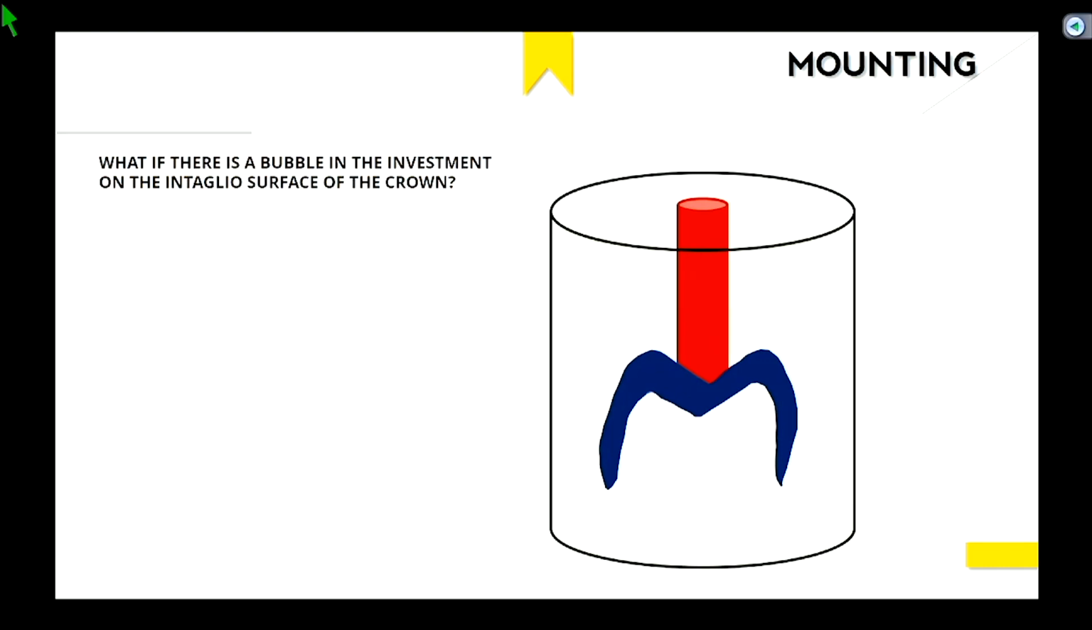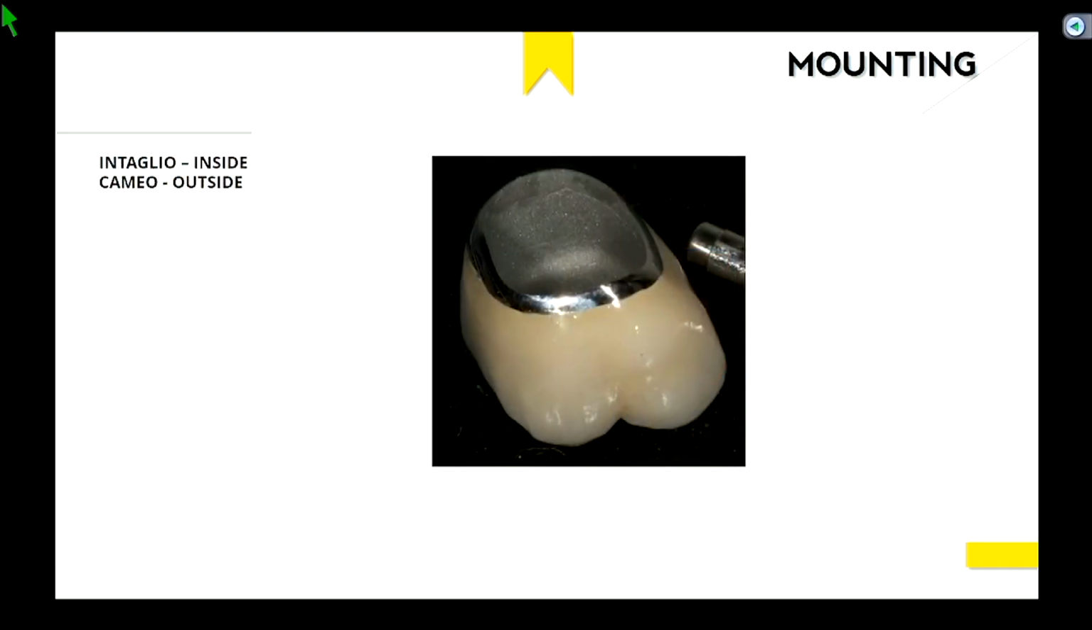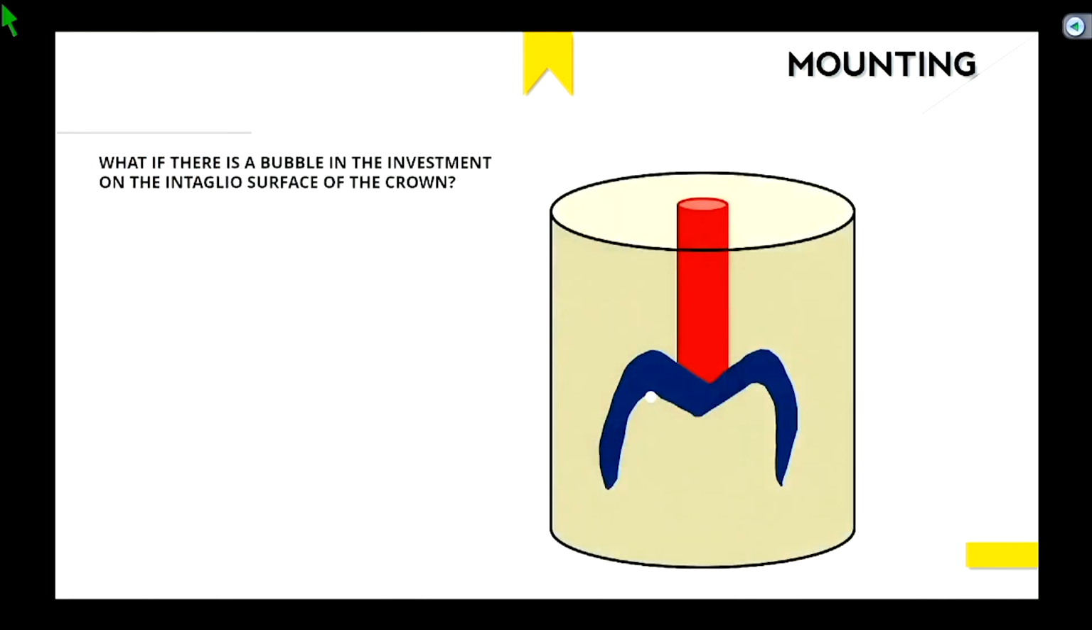So what's the intaglio? Let's jump to this slide here. Intaglio means the inside of the crown. The cameo means the outside, so the intaglio is the internal surface of the crown.